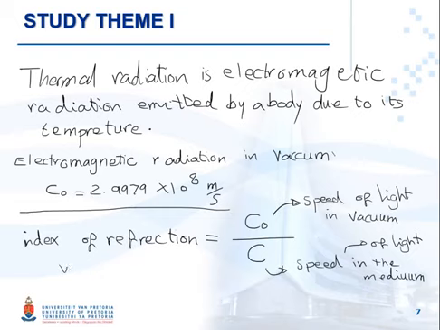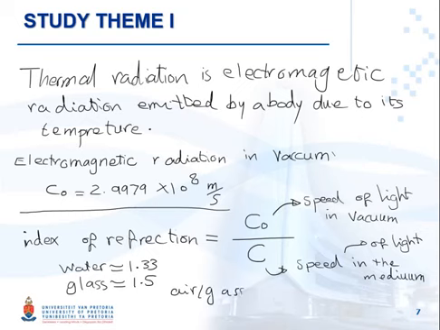For example, for water, this index is around 1.33. For glass is equal to around 1.5, and for air or gases is around 1. Okay, so for air or gas, we assume that the speed of light in air or gases is more or less the same as the speed of light in vacuum. Okay.